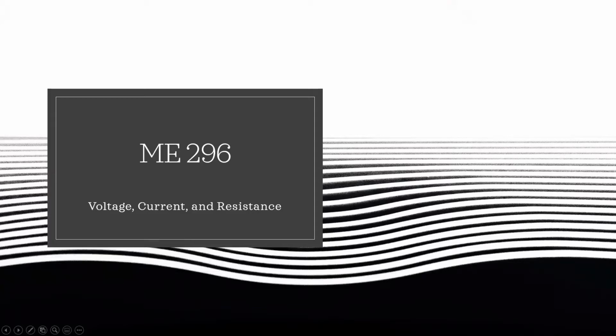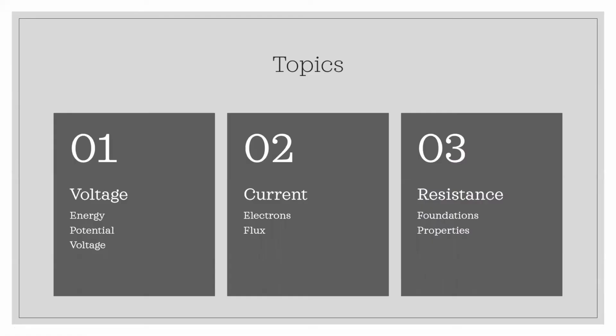Hi everyone, welcome to the ME296 lecture on voltage, current, and resistance. In this lecture we will cover energy, potential, and voltage as they relate to circuits, how electrons become current, the foundations and physical properties of current, as well as how electrons resist becoming current, as well as the physical properties of the material they are traveling through.